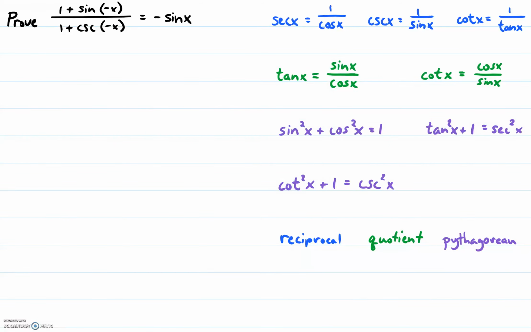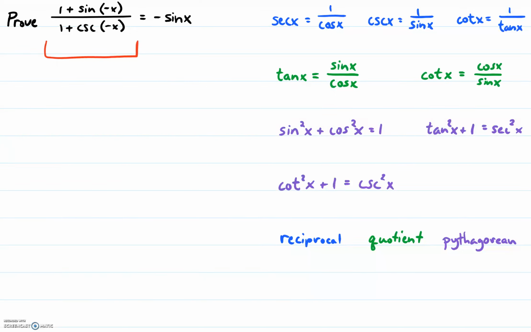In this video, we're going to prove that (1 plus the sine of negative x) divided by (1 plus the cosecant of negative x) is equal to negative sine x. So we're verifying or proving a trig identity, and what we want to do is pick out the more complicated looking side to start out with.